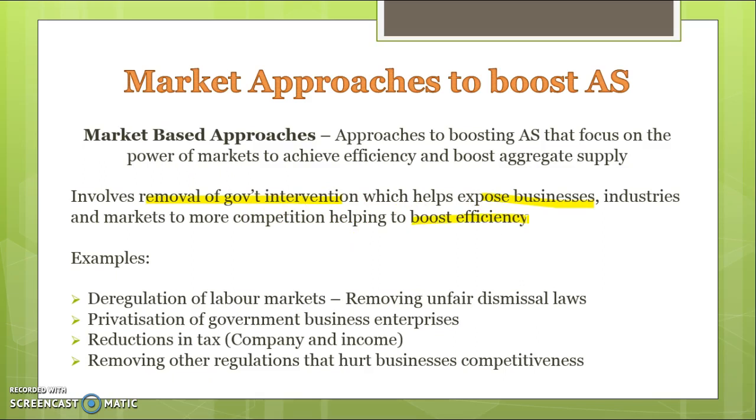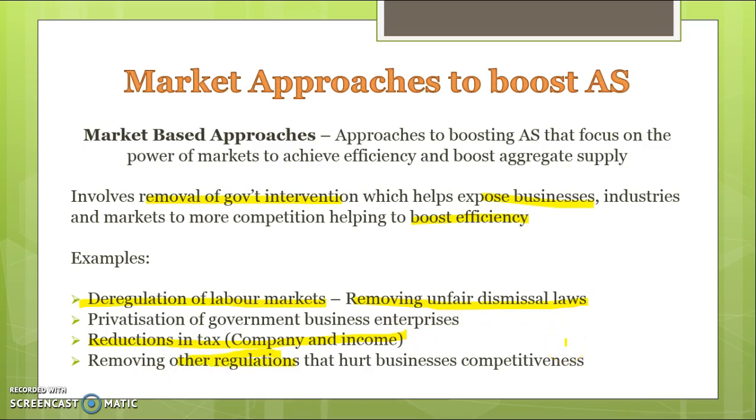So examples of market-based approaches, where the government says we're not going to intervene anymore, is something like deregulation of the labour market. So that includes removing government intervention in the labour market. So that might make it easier in terms of removing unfair dismissal laws, making it easier to sack unproductive workers, privatising companies, so getting rid of government-owned companies and making them privatised. A more simplistic one, which we've talked about, is lowering income and company taxes. So tax reforms and welfare reforms are good examples of market approaches because they involve the government removing or reducing their intervention in the economy. Removing other regulations like minimum wages and health and safety and things like that can also be included.